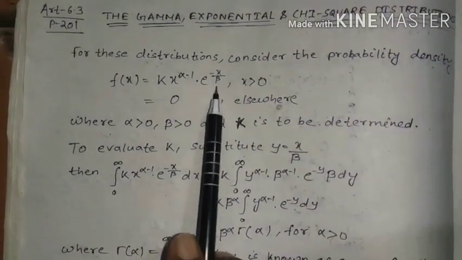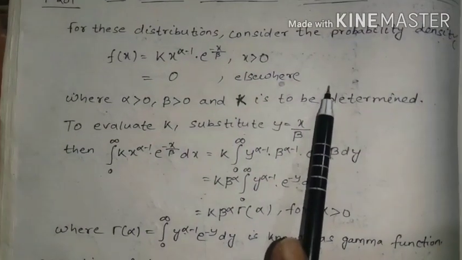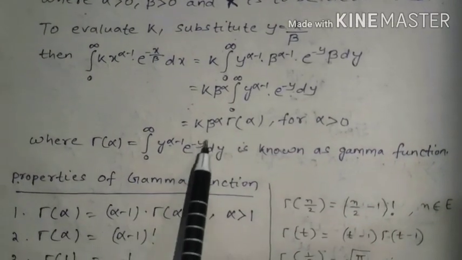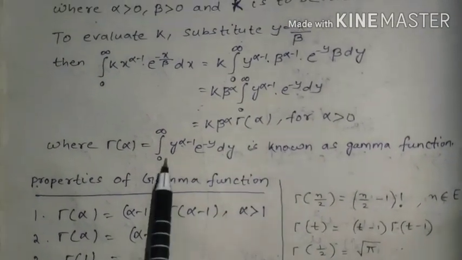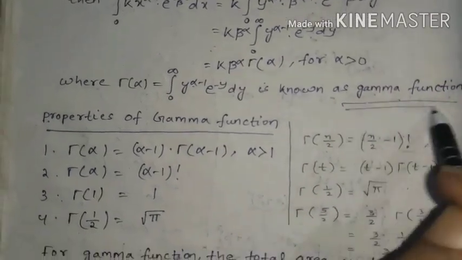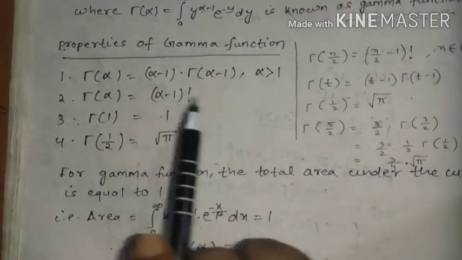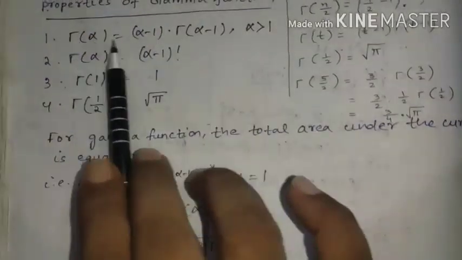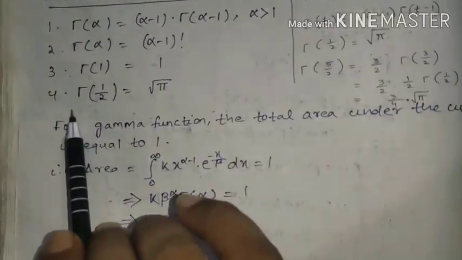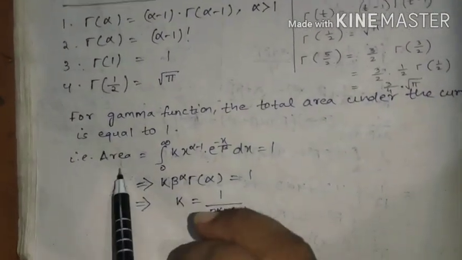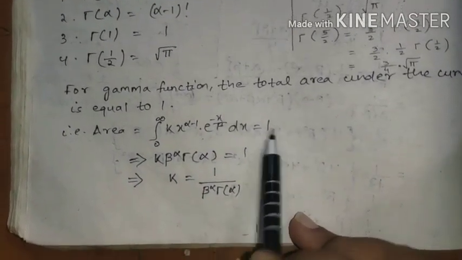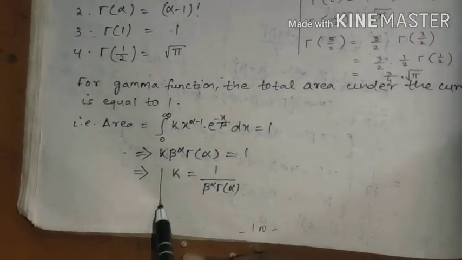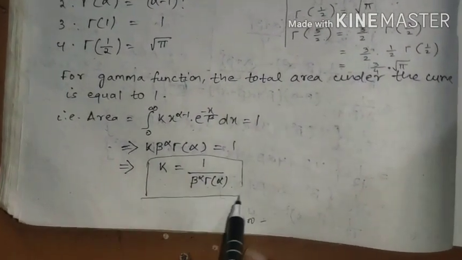e to the minus x by beta for x greater than 0, and 0 elsewhere. We have to integrate f of x, and that equals k into beta to the alpha into gamma of alpha, where gamma alpha is the gamma function. The properties of the gamma function: gamma of 1 must be 1 first, and gamma of alpha is (alpha minus 1) factorial, gamma of alpha is (alpha minus 1) into gamma of (alpha minus 1), and gamma of half is root pi. So the area must be equal to 1, and so k is equal to 1 by beta to the alpha gamma alpha. You have to remember this k value: 1 by beta to the alpha gamma alpha.